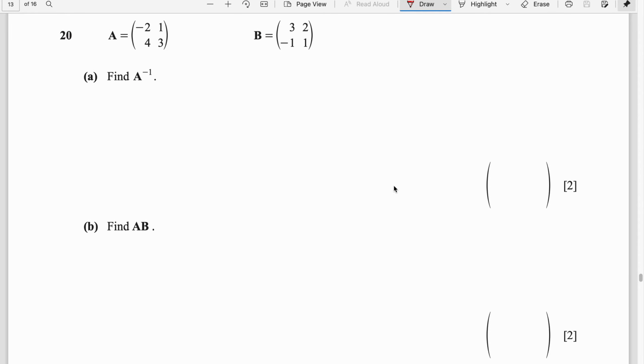Question number 20. Find A inverse. So basically the formula of A inverse is 1 over the determinant of A into the adjoint of A. So let's find the determinant, that is minus 2 into 3 minus 1 into 4. Minus 6 minus 4 is minus 10. So 1 over the determinant into the adjoint of A: places change and signs change.